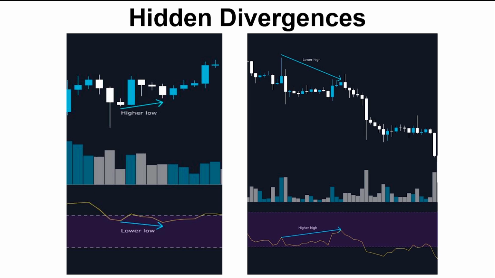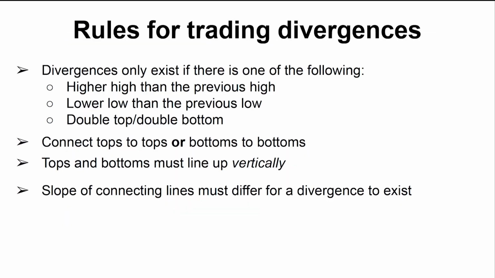Now that we know what both regular and hidden divergences are, I want to take things a step further and break down some of the rules for identifying and subsequently trading divergences. The first set of rules I want to point out are technical ones. Divergences only exist if there's one of the following conditions: a high higher than the previous high, a low that's lower than the previous low, or double tops or bottoms.